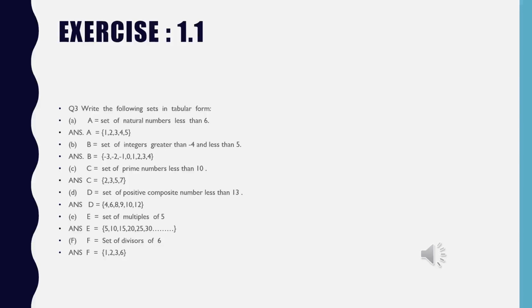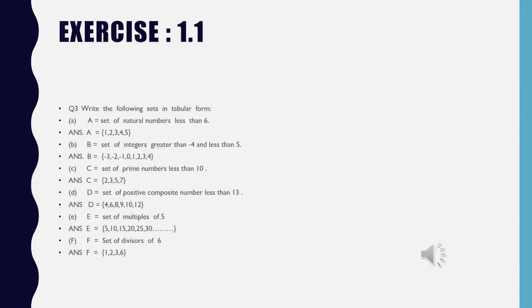Assalamualaikum students, this is your 6th lecture regarding exercise 1.1, chapter set. Question number 3 of this exercise: write the following sets in tabular form. First part of this question is set A is equal to set of natural numbers less than 6. How will I write it in the tabular form? We will write set A is equal to curly bracket 1, 2, 3, 4, 5 curly bracket close.